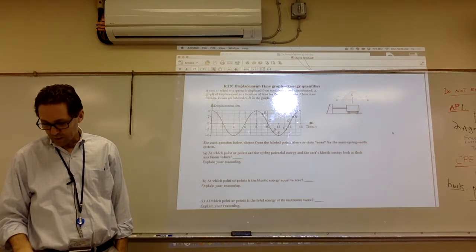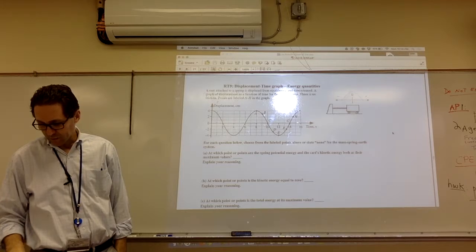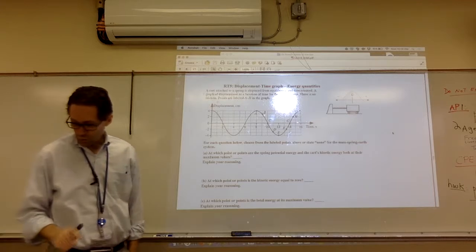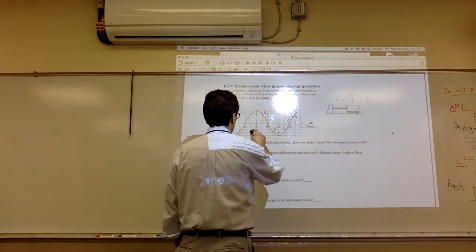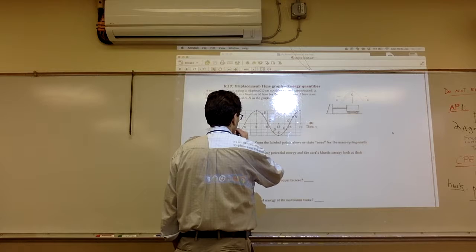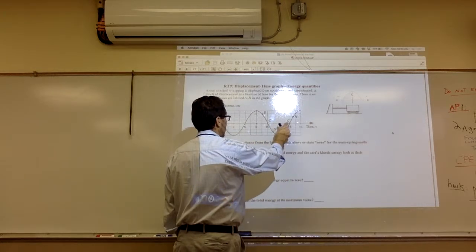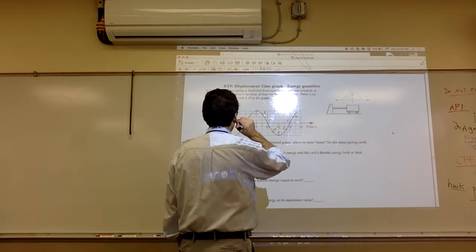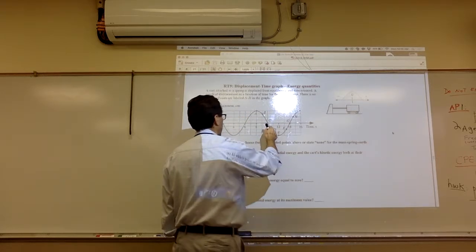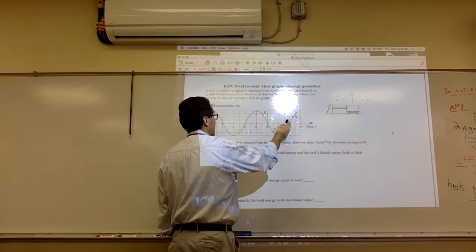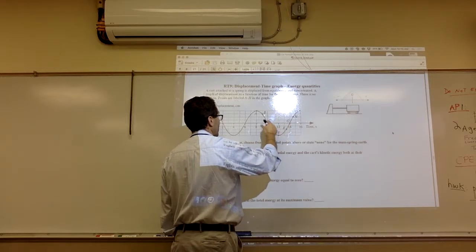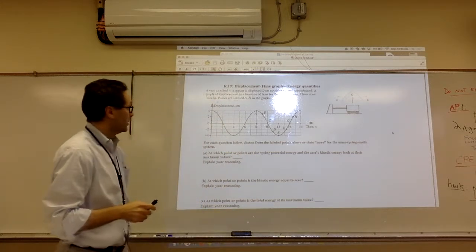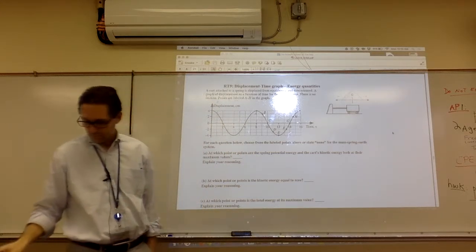At which point or points is the kinetic energy at its maximum value and the spring potential energy at its minimum value? The potential energy is at minimum when there is no stretch, which means C and G. And if the potential energy is at minimum, the kinetic energy has to be at maximum. You can also look at it as the speed at C and G being maximum, because the slope is the steepest in those areas.